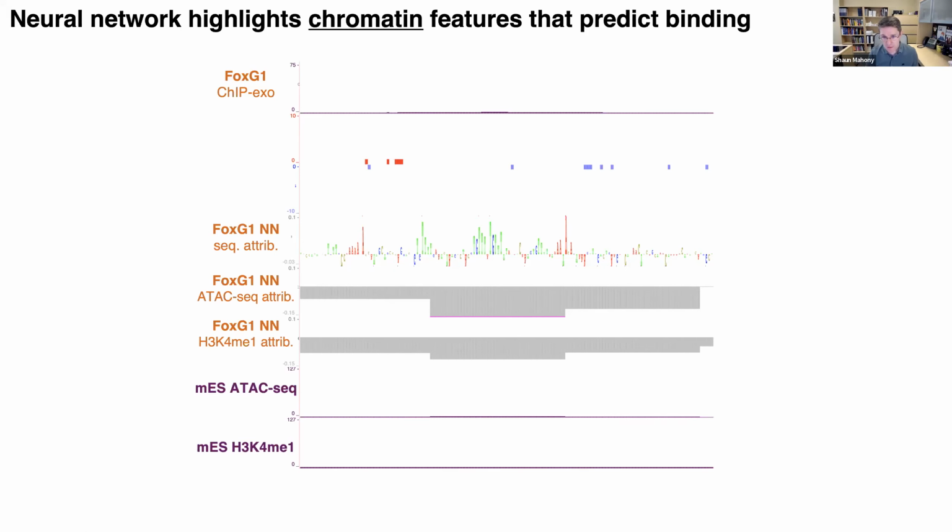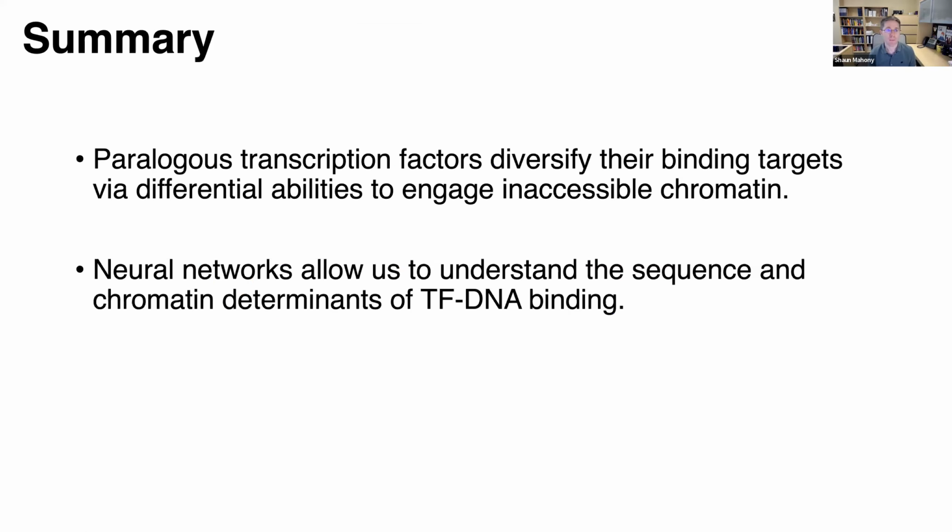So in conclusion, we think that this is another example of where paralogous transcription factors might be able to diversify their binding targets based on differential abilities to engage different chromatin environments in pre-existing cell types. And we think that neural networks are a great tool to allow us to start pulling apart the various sequence and chromatin predictors of transcription factor binding.